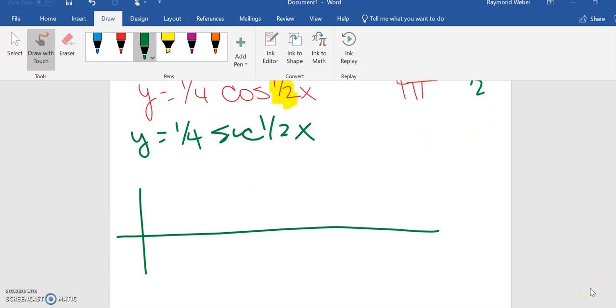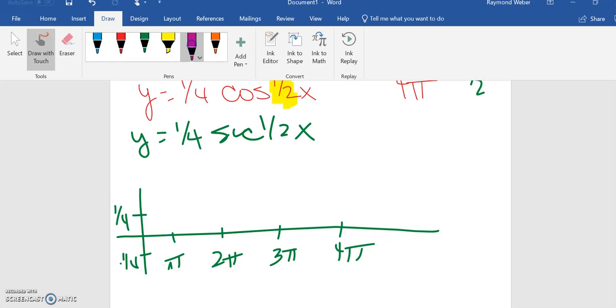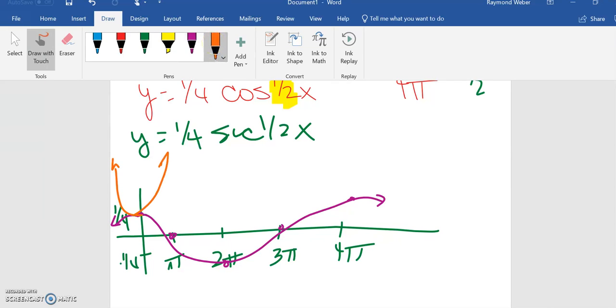So when I graph this, I'm going to go from negative 1/4 to 1/4, and I'm going to go pi, 2 pi, 3 pi, 4 pi. Okay, and I'm going to start up here because this is cosine. I'm going to go here, here, here, here. So this is 1 period of cosine, which means that then secant looks like this.